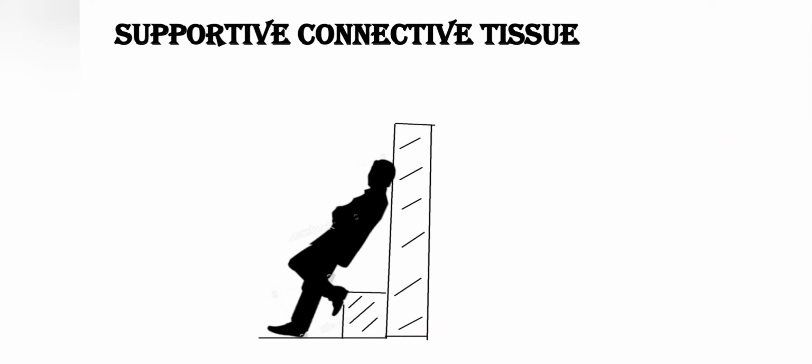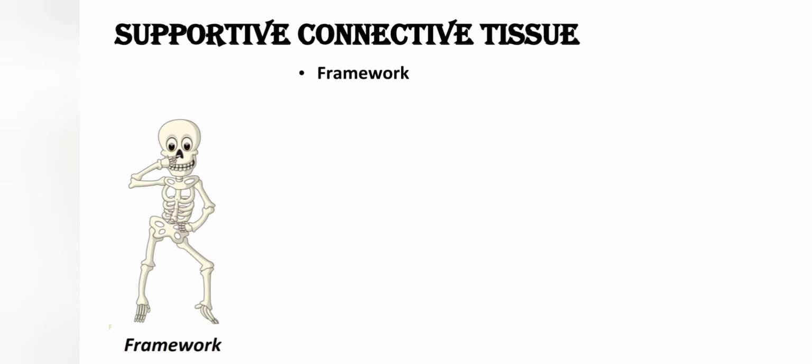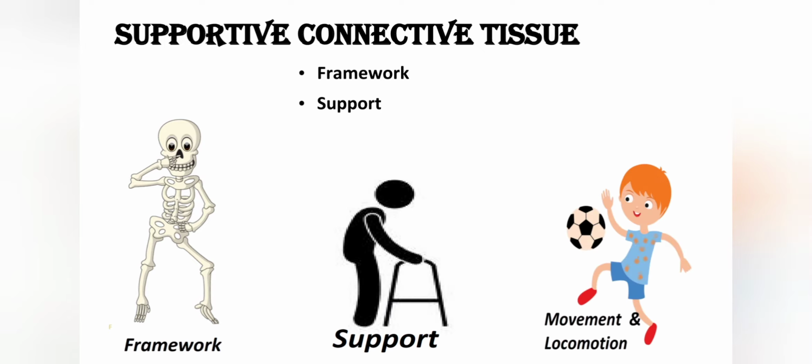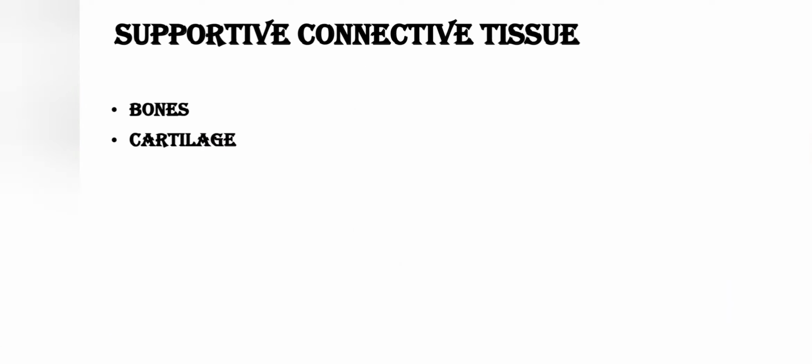Next, connective tissue is a supportive connective tissue. As the name tells us, it supports our body. Supportive connective tissue provides framework, that means a proper structure. It provides support and it helps us in movement and locomotion. In supportive connective tissue, we'll learn about bones and cartilage.